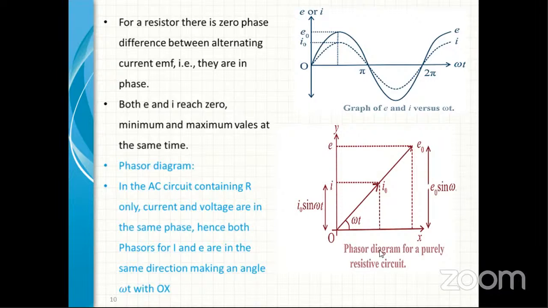See from this phasor diagram, or from this graph of E and I versus omega t, this shows that when we connect the resistance in the AC supply, the E naught and the current flowing through it are in phase.